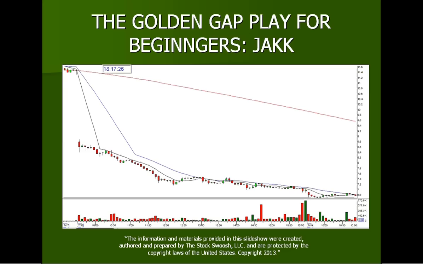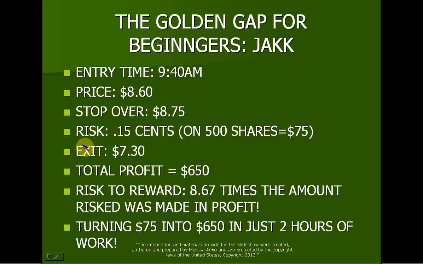The Goldman Gap for beginners. This guy here doesn't want to risk $525. So he wants to take the same trade. He knows how to do it. So he gets in here, puts a stop over here, and decides he only wants to risk $75. So fine, he risks $75. He's still going to make 8.6 times the amount on his money.